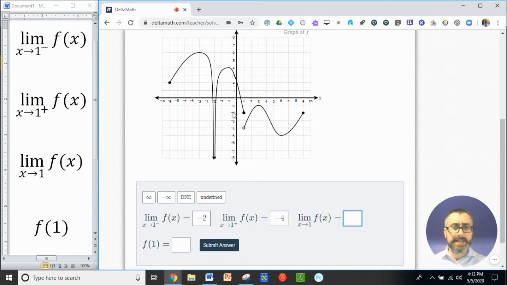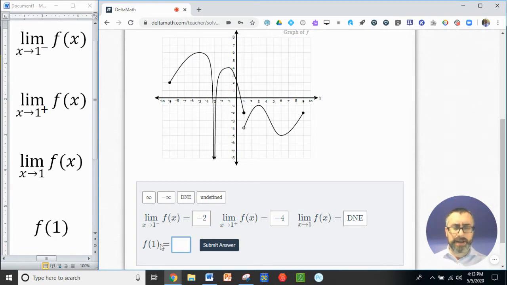Now, since these two numbers didn't match up, we can't say that there is a limit as x approaches 1 from both sides, because they're just different numbers. So I'm going to put in DNE, does not exist. If these two values are different, this third one does not exist.